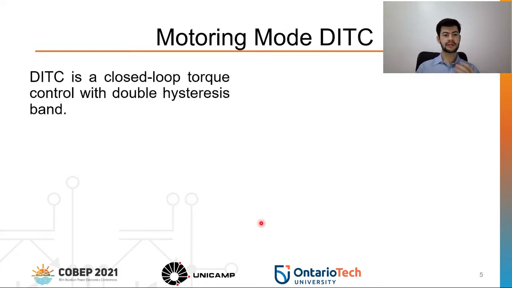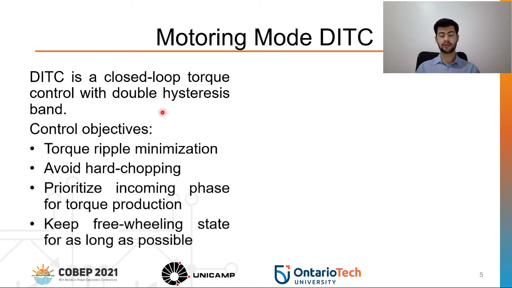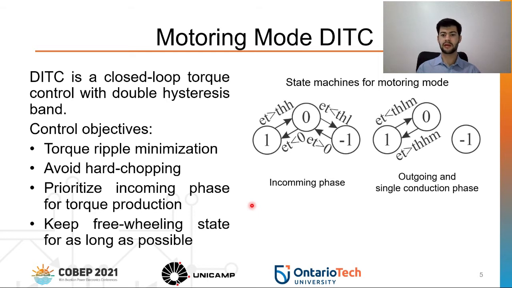Now talking a little bit about the motoring mode DITC. The DITC in general is a closed loop torque control with double band hysteresis, in which we are focusing on controlling the torque error. So we have different objectives for this controller. The main objectives are to minimize the torque ripple, to avoid the hard chopping, to prioritize the incoming phase for torque production, and to keep the freewheeling state for as long as possible. All these objectives are focused on maximizing the efficiency and minimizing the torque ripple, while not producing negative torque while in the motoring mode. We have state machines that can summarize the DITC.